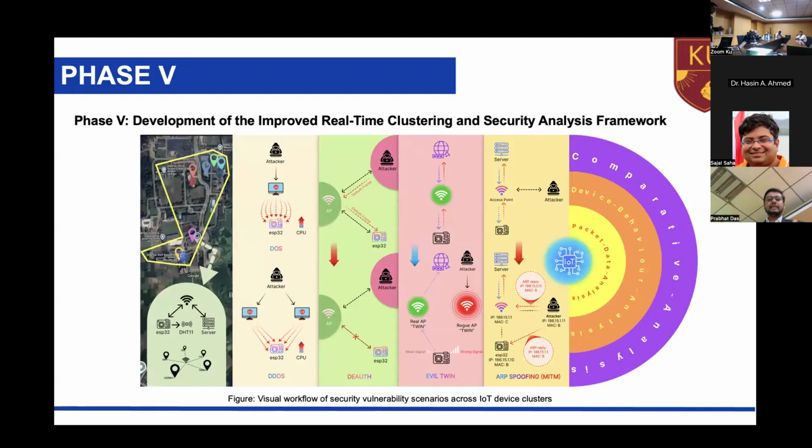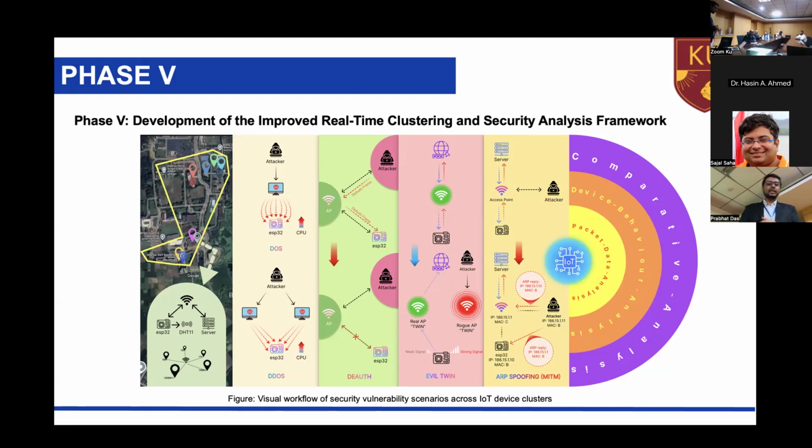And then phase 5, that was covering objective 4, to understand what vulnerabilities could be identified using the existing clustering technique. So what we did is we used a sequence of attacks that were launched on those devices deployed in various locations, starting from DDoS to deauthentication, evil twin, and ARP spoofing.